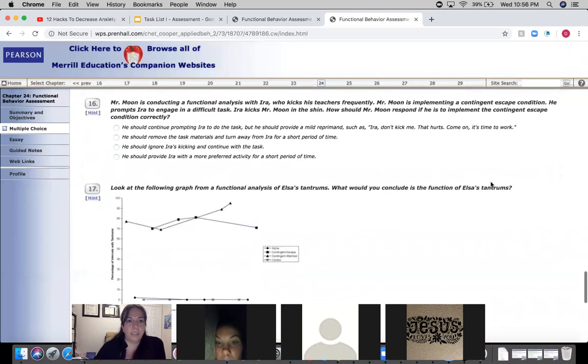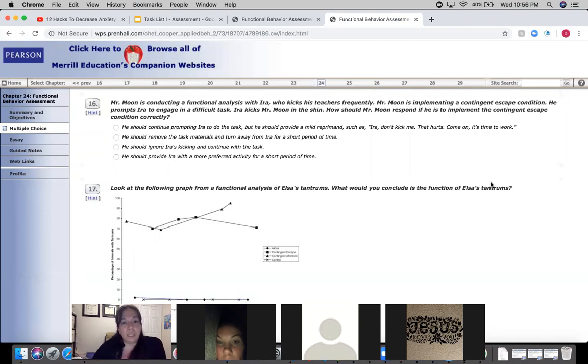All right, 16. Mr. Moon is conducting a functional analysis with Ira, who kicks his teacher frequently. Mr. Moon is implementing a contingent escape condition. He prompts Ira to engage in a difficult task. Ira kicks Mr. Moon in the shin. How should Mr. Moon respond if he is to implement the contingent escape condition correctly?